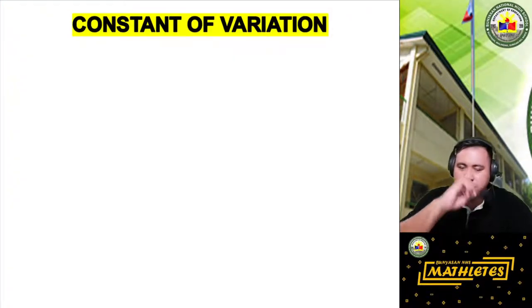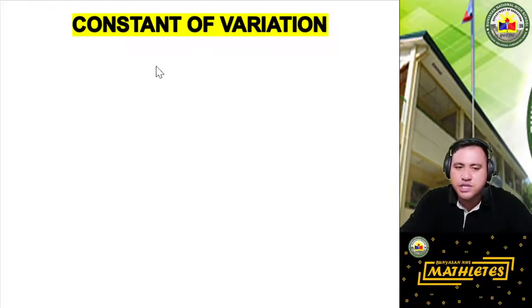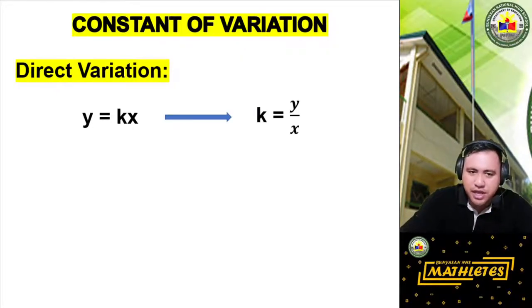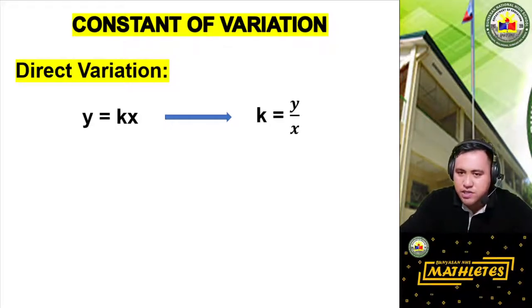Okay, constant of variation. Ano ito? What is this constant of variation? For example, in direct variation, as I've said a while ago, the constant of variation is the part of the equation that never changes. Constant, hindi nagbabago yung value niya.